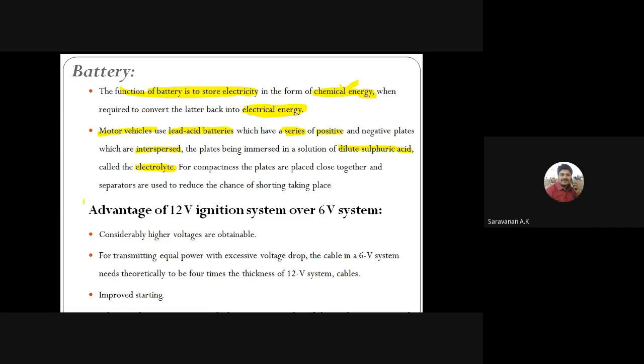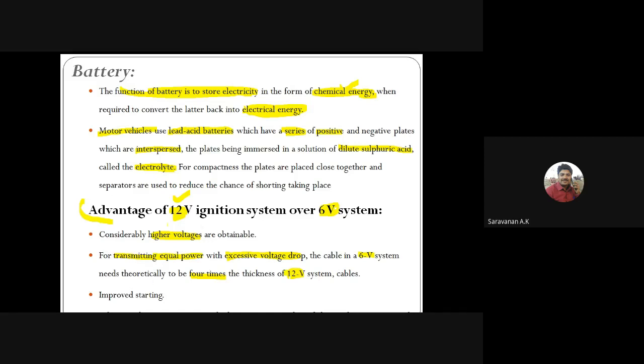Generally we use two batteries: the 12-volt battery and the 6-volt battery. In most conditions we use the 12-volt battery. Why? Because it has some advantages. Obviously the 12-volt battery has considerably higher voltage compared to the 6-volt battery, and it transmits the equal power. With the excessive voltage drop, the thickness of the wire or cable differs. For the 6-volt battery, it needs to be 4 times the thickness of the 12-volt battery system.